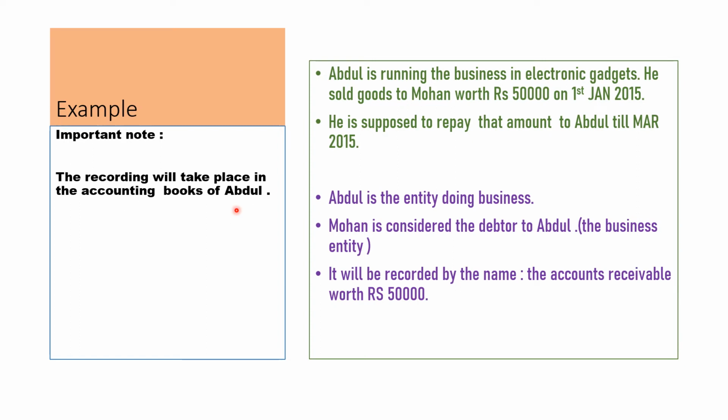And one most important thing is that whenever you maintain any person's books, suppose you are maintaining the books of Abdul, you should never write Abdul's name in his own books. This is very, very important in accounting transactions. So never write the name of Abdul in his own books.